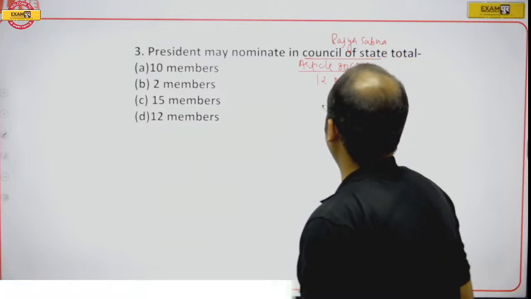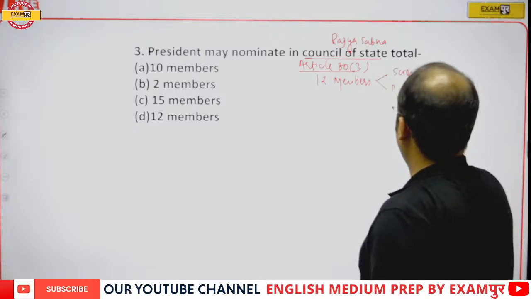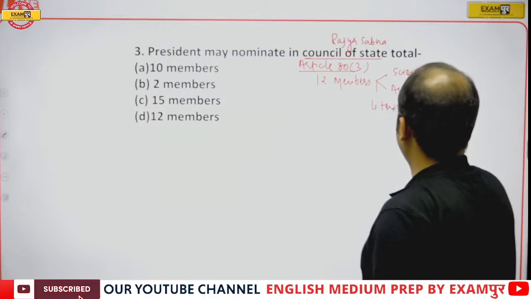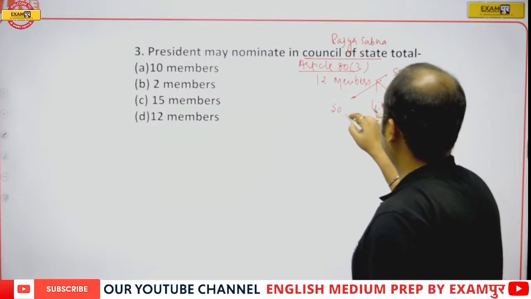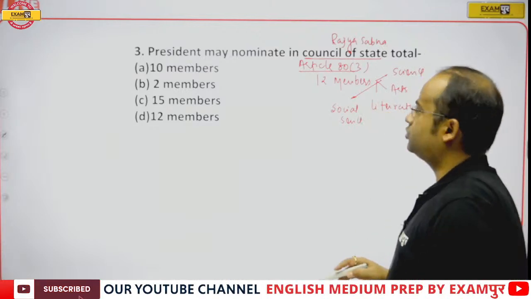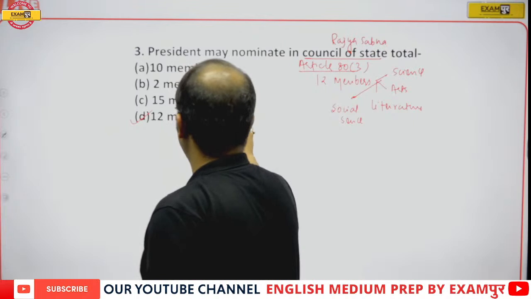And out of these 12 members, they will be chosen from science, arts, literature or social service. So they are chosen from 4 different fields, that is science, arts, literature and social service.